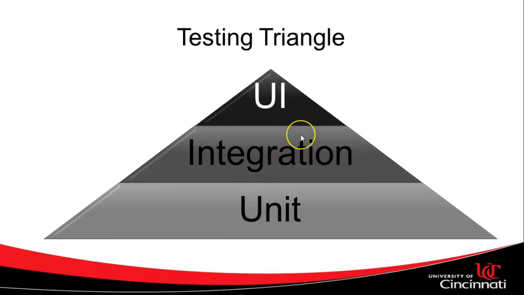Now, why is it a triangle or a pyramid? When I first saw this, I read it the wrong way. I saw UI on the top and thought, oh, that must be the most important. But that's not the case. The idea here is the amount of relative area should show the amount of tests that you have in your application. In other words, you notice that unit test is the biggest piece of this triangle. What the triangle is telling you is focus most of your time on writing unit tests.